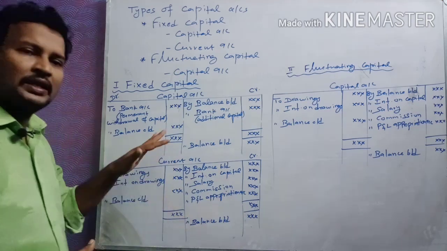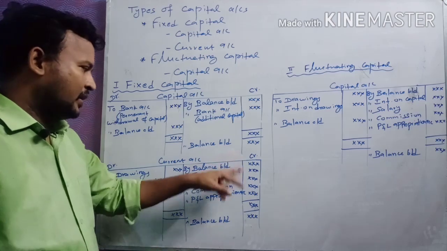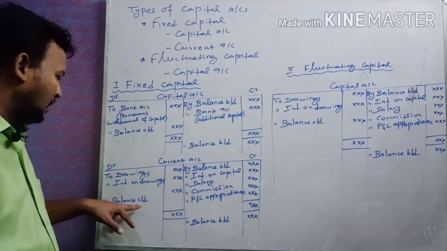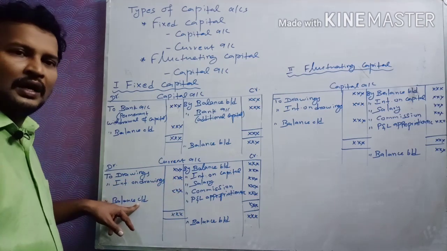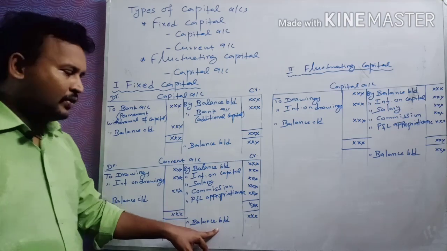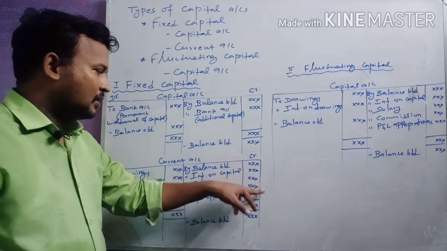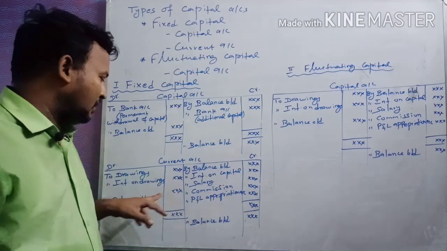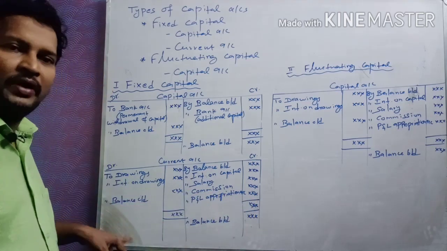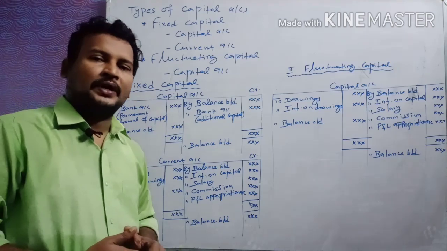So after recording these things, the account should be closed. In that situation, if the credit side total is higher than the debit side total, the balance will come in the debit side. So it should be written under balance carried down. That should be transferred as balance brought down. Sometimes, the total of the debit side may be higher than the total of the credit side. In that situation, the balance will come in the credit side. So the balance brought down should be written in the debit side, right? These two accounts are to be prepared under the fixed capital method.